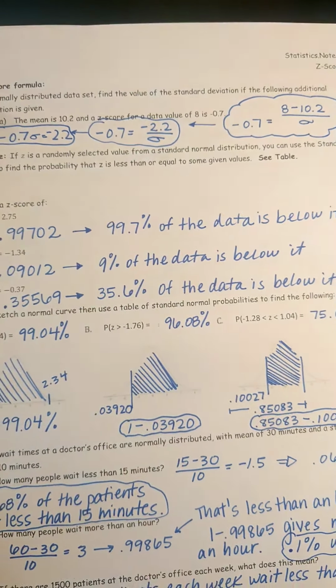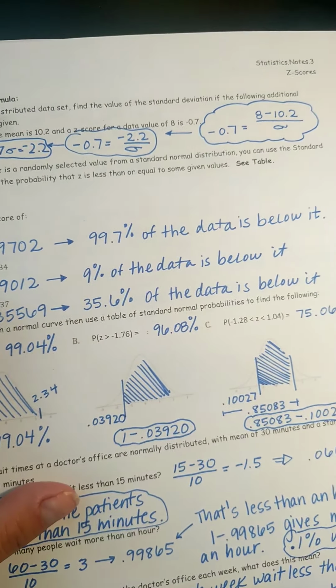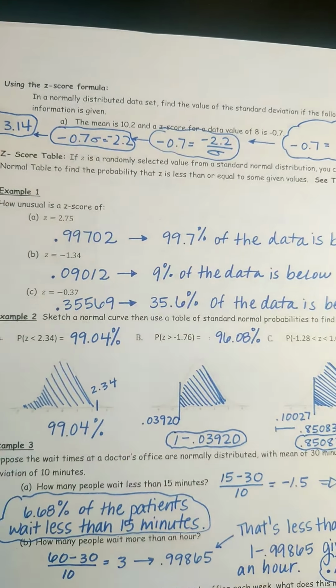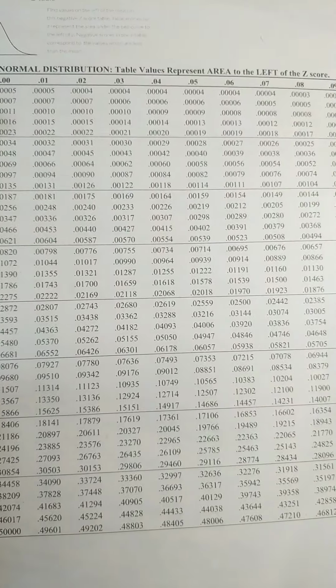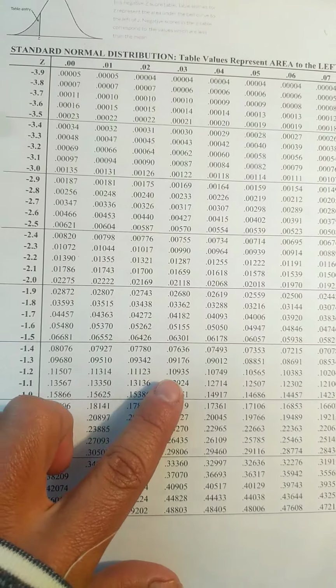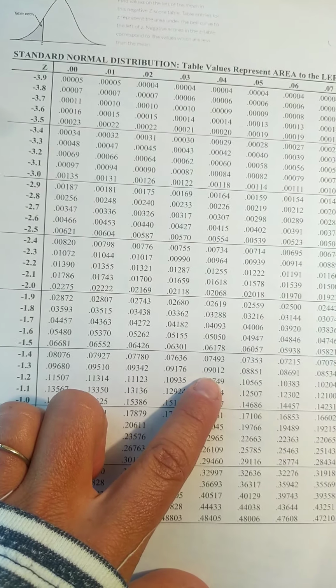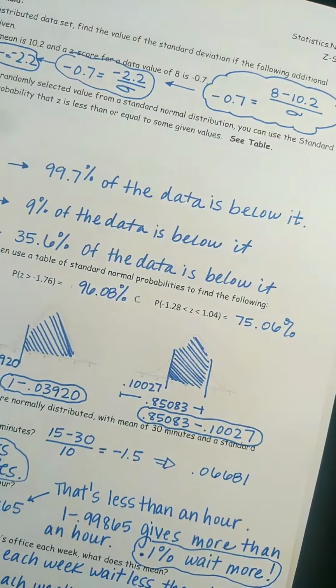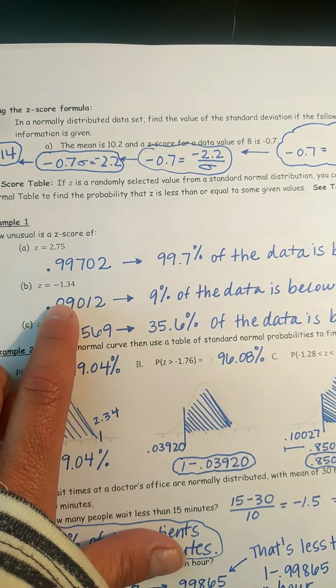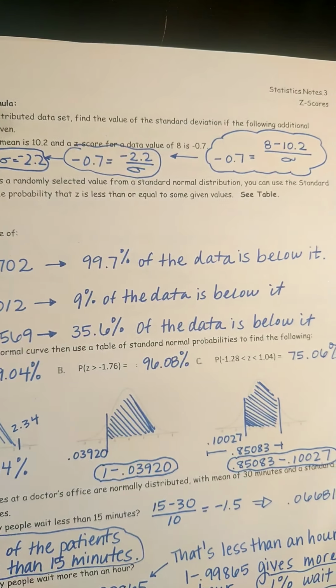All right, the next one. I want to know how unusual a z-score of negative 1.34 is. So I go to my standard normal table. I go to negative 1.3. I find it, I scoot over to the 4, so that's negative 1.34. And I get 0.09012, which I just moved the decimal twice. 9% of the data is below it.